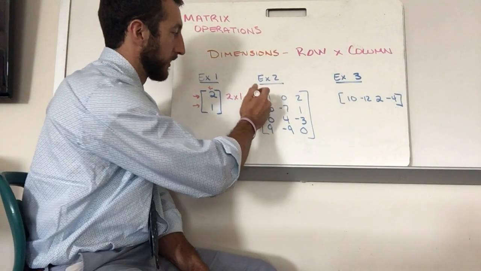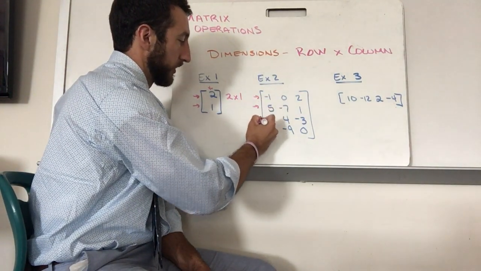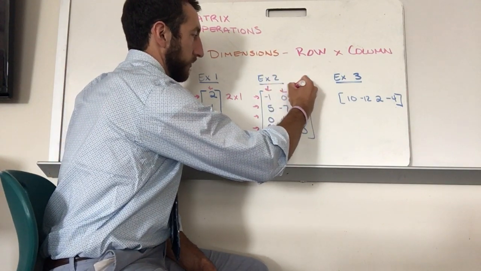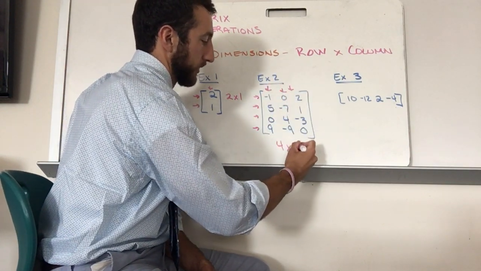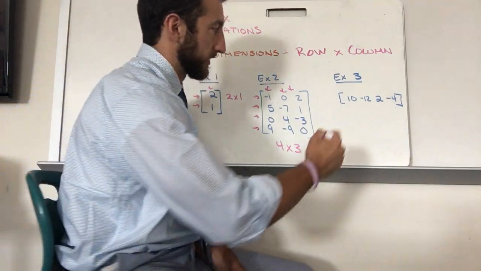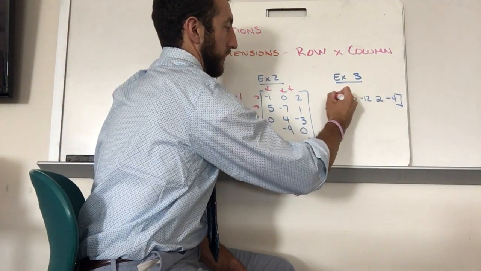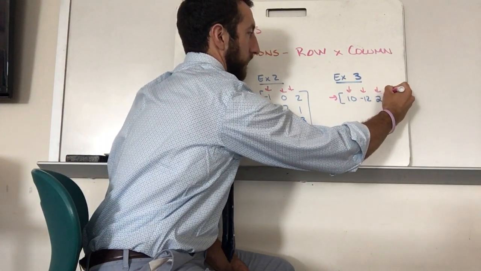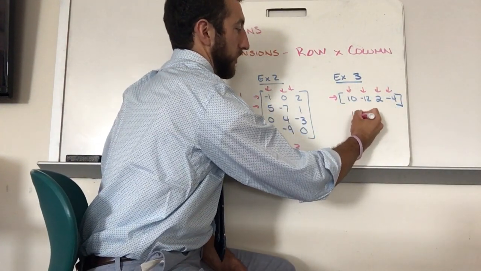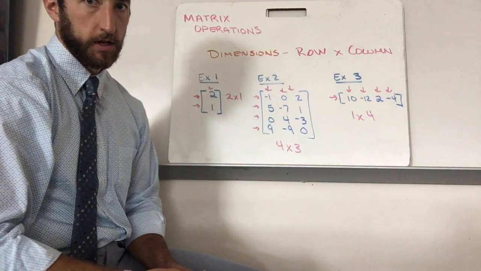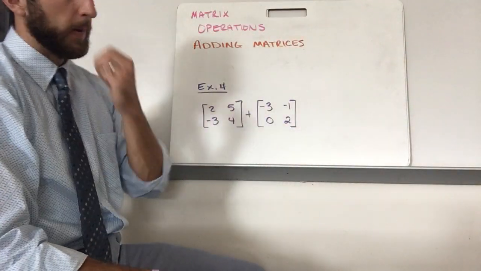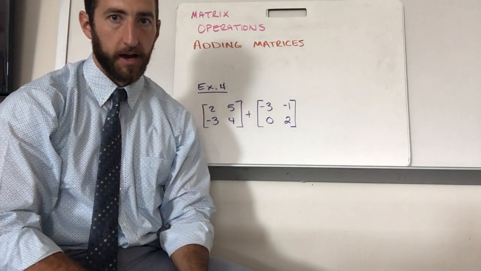All right, similarly here, we got 1, 2, 3, 4. So 4 rows, and then 1, 2, 3. So this is a 4 by 3 matrix. And then the last one, we have 1 row, and then 1, 2, 3, 4 columns. So this is a 1 by 4 matrix. So that was how we identified the dimensions. After we identify the dimensions, we want to then add or subtract.